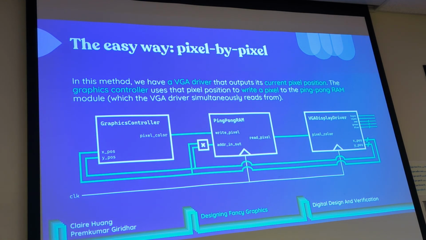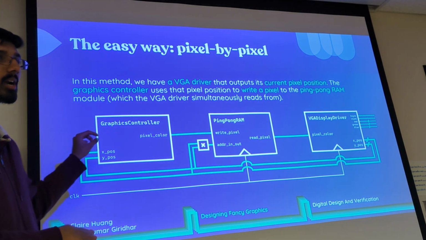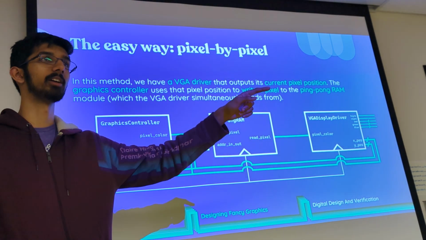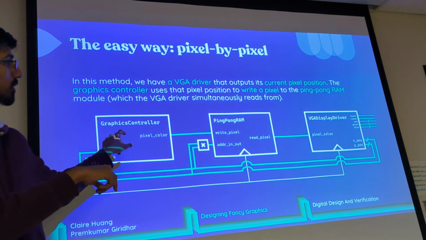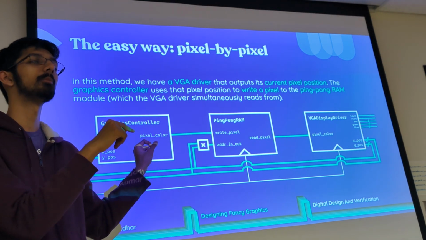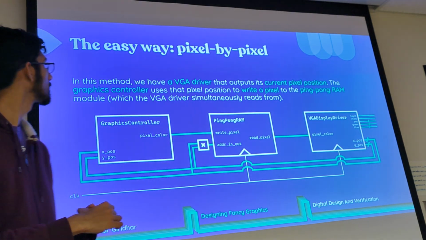So the easy way to do this is to go pixel by pixel and update at every given edge of your VGA clock, your 25 megahertz input VGA clock. You're going to update the ping-pong RAM with a pixel that's generated by a graphics controller, and you're also going to update your VGA display with a pixel that is read from your ping-pong RAM. Your graphics controller and your VGA display will stay perfectly in sync, always reading from and writing to your ping-pong RAM at the same spot every single time.